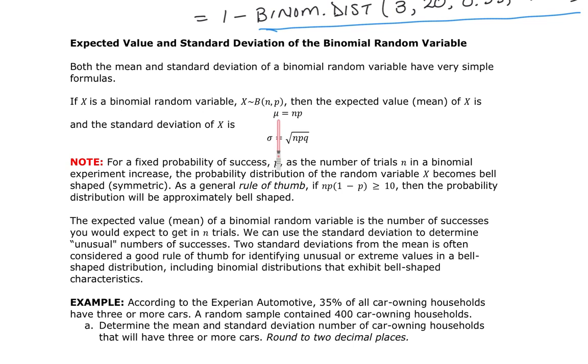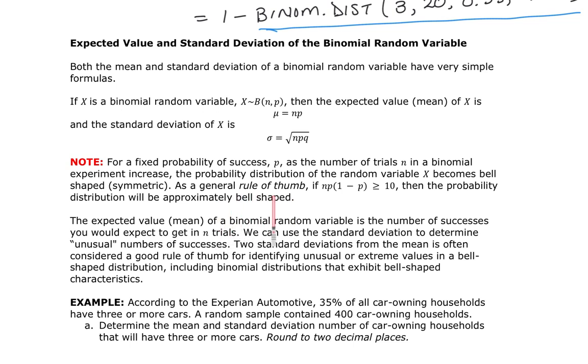Remember, expected value always uses mu versus x bar, because x bar is the actual calculation. Mu is the expected value, which is like thinking about it as the population, n times p. And the standard deviation, which is sigma, is going to be the square root of n multiplied by p multiplied by q. And there are a couple of things that we need to talk about.